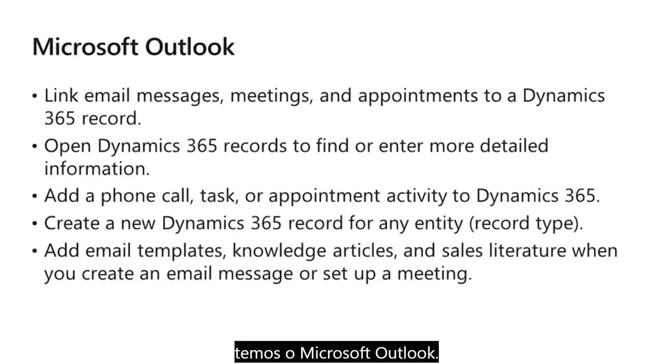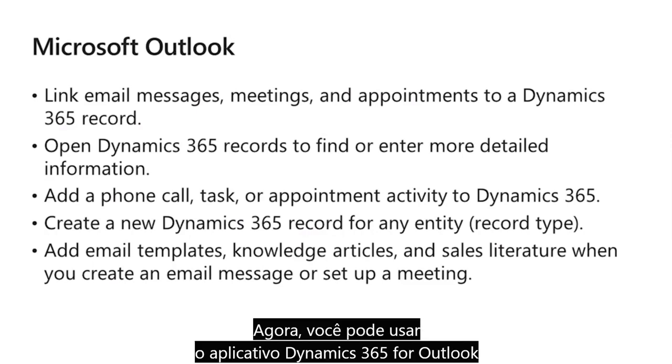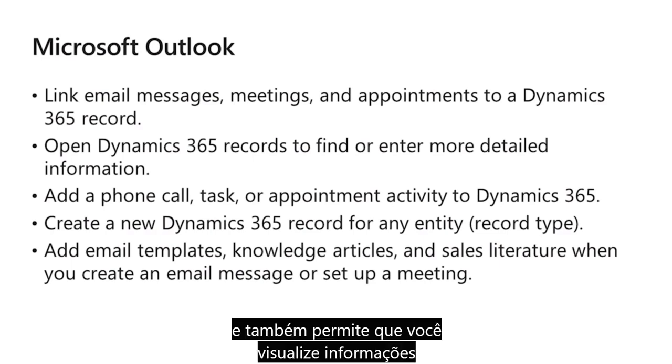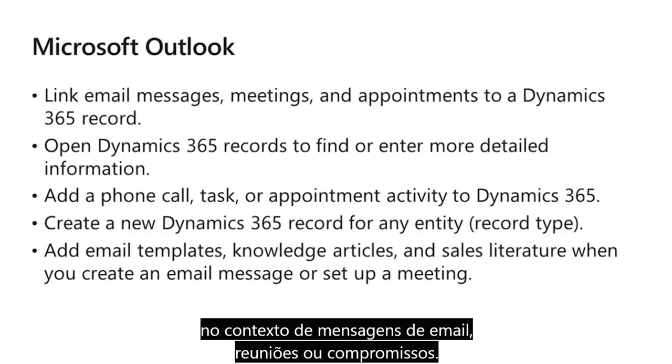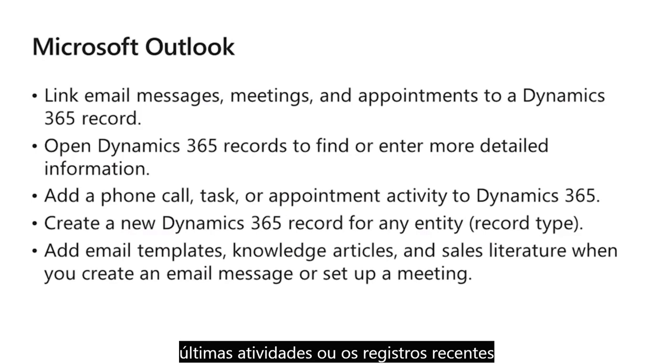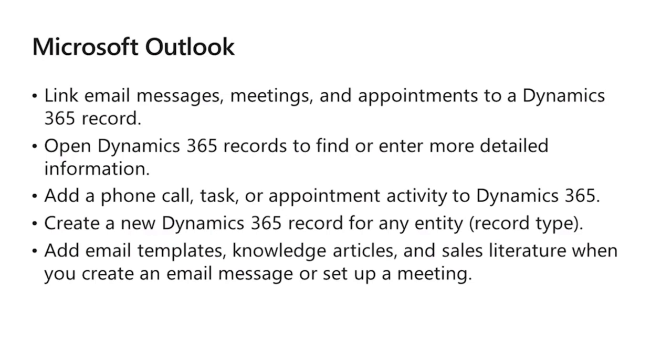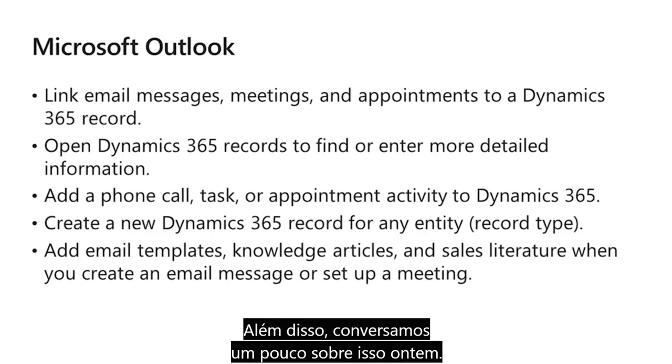First of all, we have Microsoft Outlook. You can use the Dynamics 365 app for Outlook to view information about Dynamics 365 contacts and leads while you're working in Outlook. It also allows you to view information in the context of email messages, meetings, or appointments. For example, you can view phone numbers, company name, last activities, or the recent records from Dynamics 365 in your Outlook program.